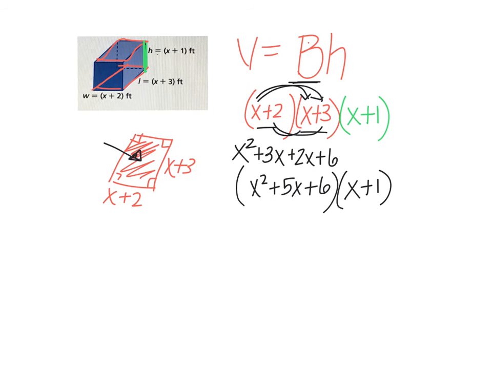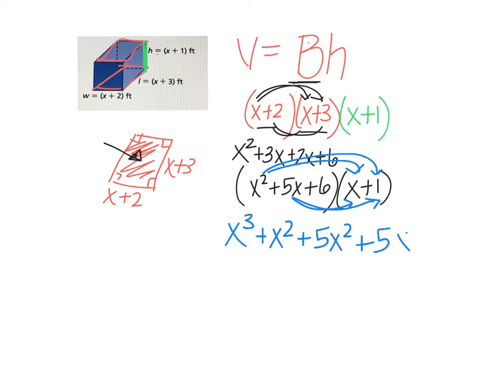Again, I'm going to use this distributive property. I'm going to start with my x squared times my x. I get x cubed. Then I do my x squared times my 1. I get x squared. Now I'm going to move on to my 5x. 5x times x is 5x squared. 5x times 1 is 5x. And then finally, I'm going to move on to my 6. 6 times x is 6x. And then 6 times 1 is 6.